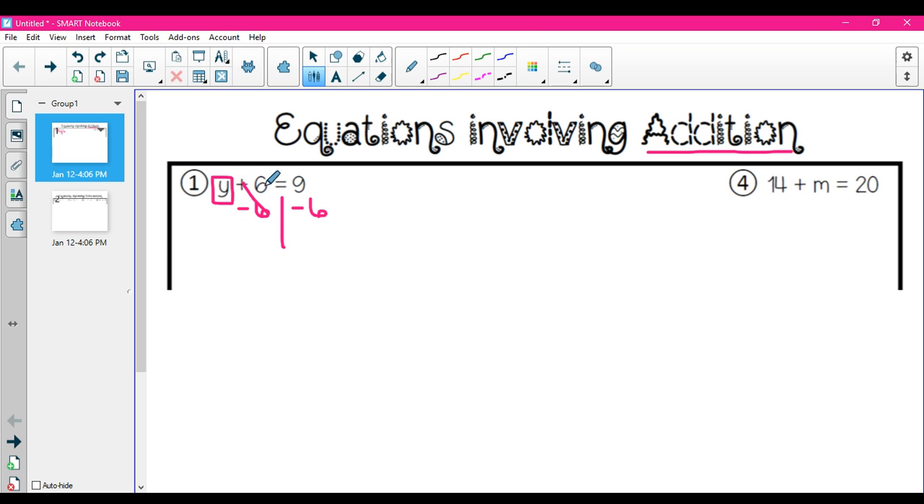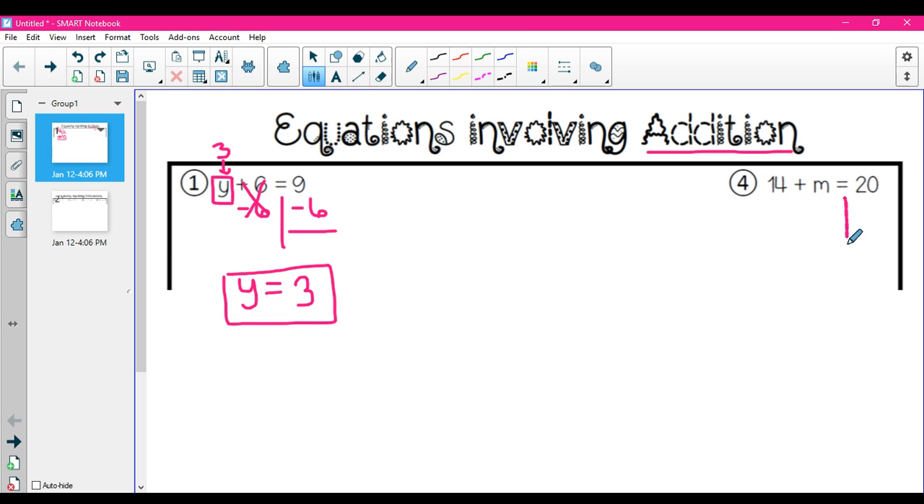I now have eliminated or undone, excluded, made 0, the 6 right there. I am left with y in isolation equals, I now need to subtract 9 minus 6, which is 3. So our answer is y equals 3. To check, if we plug in 3 right here, 3 plus 6 equals 9. So we know that we have done it correctly.